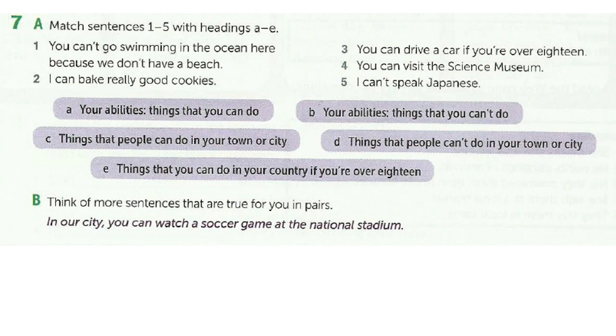For example, number 1, you can go swimming in the ocean. Is it about your abilities, the things that people can do in the town or city? What is this sentence about? Correct. Perfect. So it's something that people can do in your town or city, no? Yes, number 1 is letter D.